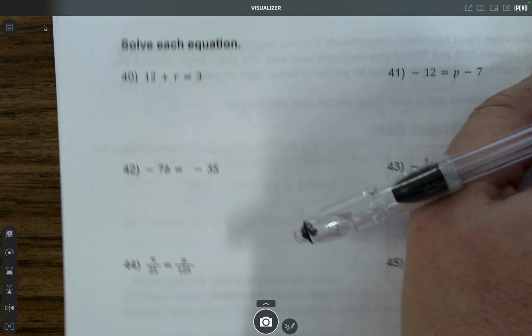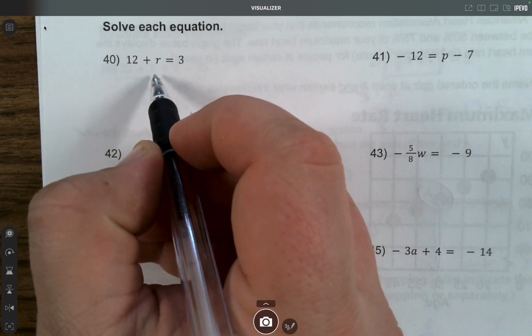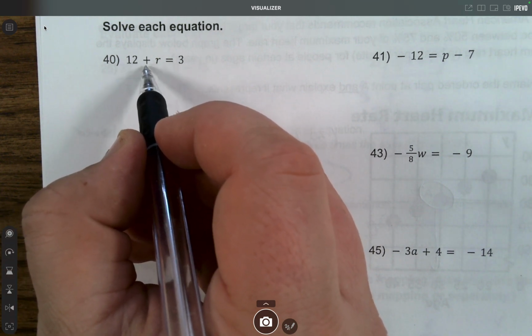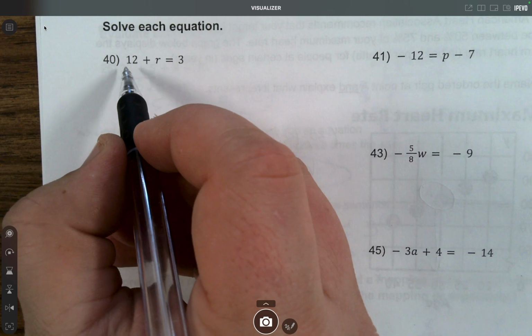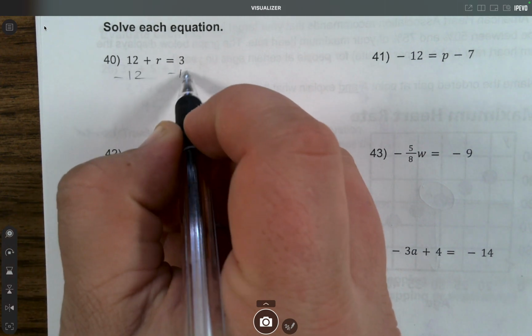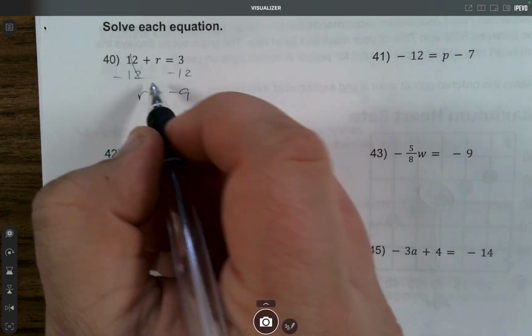Okay, solve each equation. Hopefully these are becoming more routine for you now. We want to get r by itself. So this is a positive 12. It doesn't matter what's right here. It matters what's in front of the number. That's an understood positive there. So we do the opposite and subtract 12 from both sides. So we get r equals negative 9.